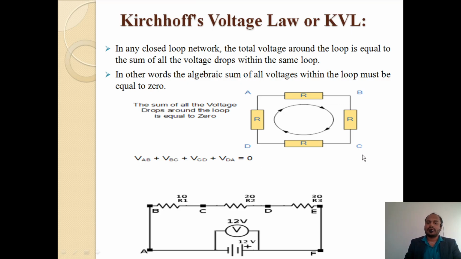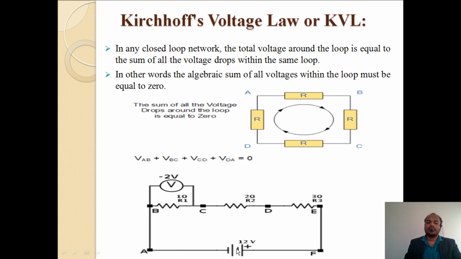Let's take this example. From A, B, C, D, a current is flowing. R are the resistors which we are connecting to each line. Let's say from A to B, the voltage VAB; B to C, the voltage VBC; from C to D, the voltage VCD; and from D to A, the voltage VDA. So the total amount of voltage is exactly equal to 0. In short, the summation of voltages inside a loop is equal to 0.